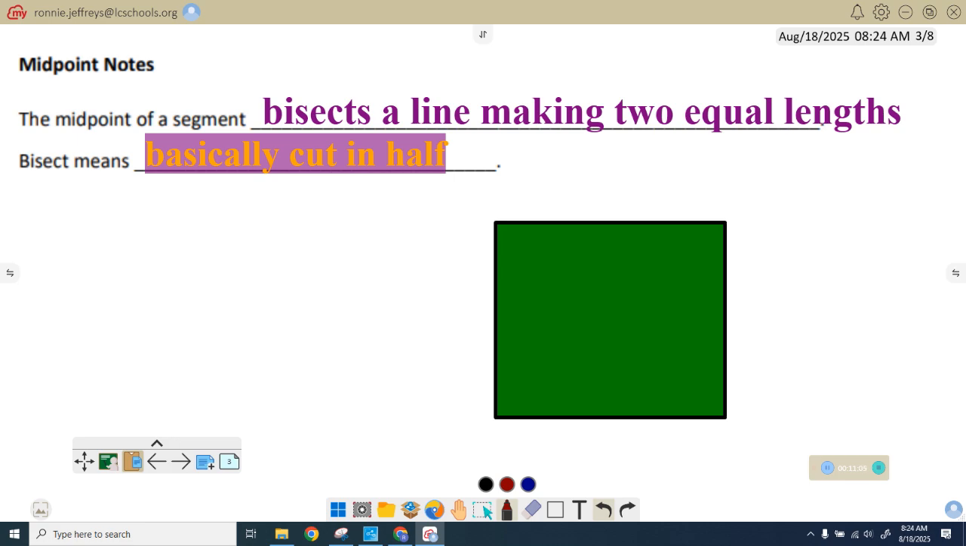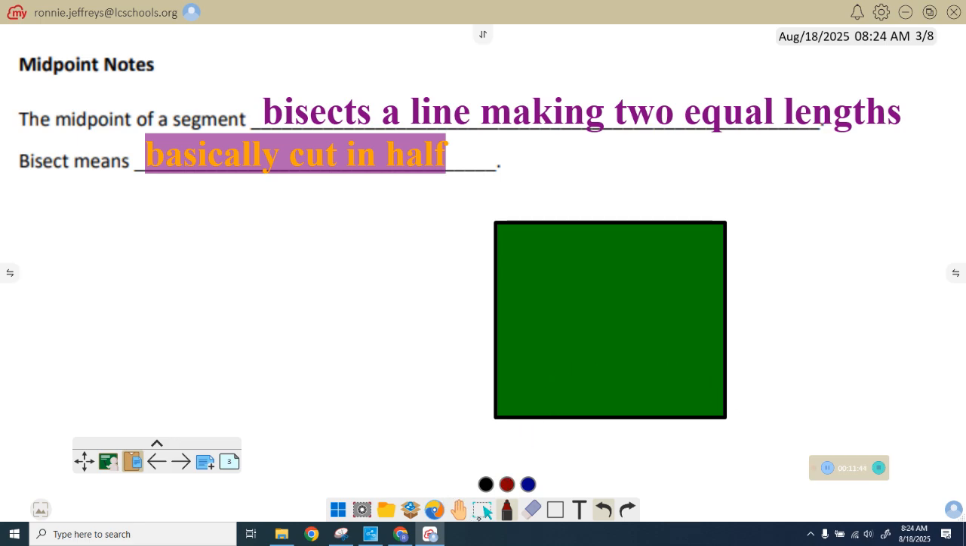Midpoint notes. A midpoint segment bisects a line into two equal lengths. I almost typed this in here, but it's kind of obvious. If I'm saying midpoint, what do you think it is? It should be a point. Midpoint. Not midline, not midplane, midpoint. Bisect means cut in half.